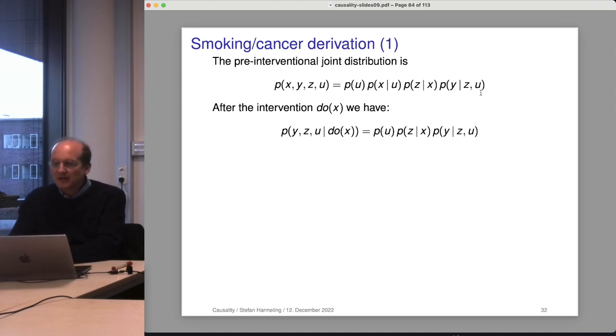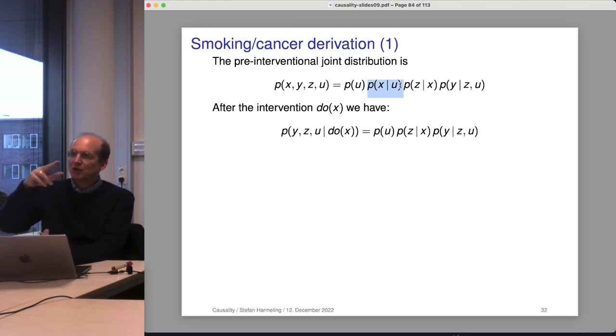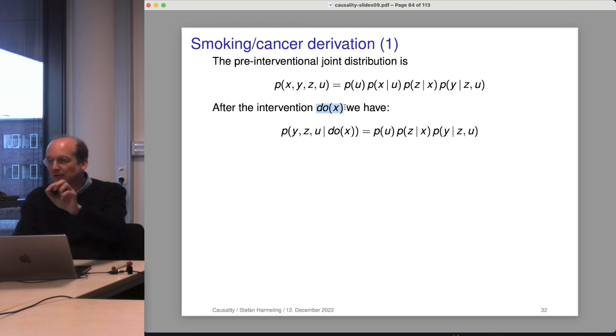Now, after doing the intervention and summing out the additional variable X prime, we basically got rid of one of the terms. P of X given U is now irrelevant, right? That is like chopping the incoming arrow to the X. We're chopping it off. We want to replace it with this new distribution, right? So we're saying we put it to a particular value.